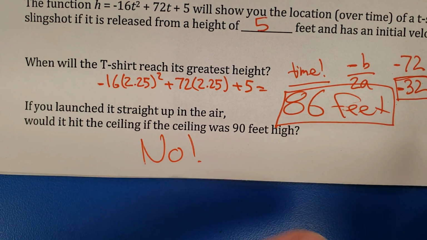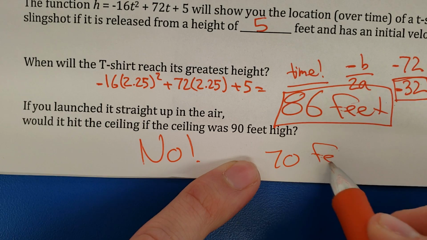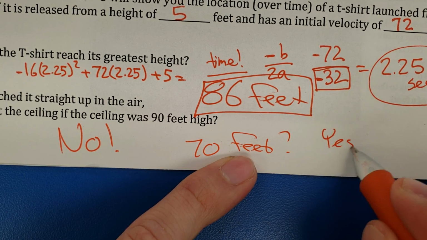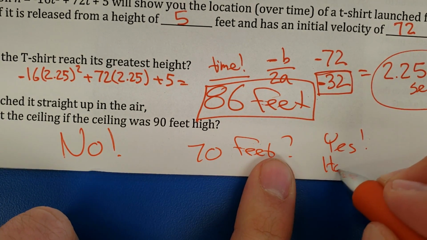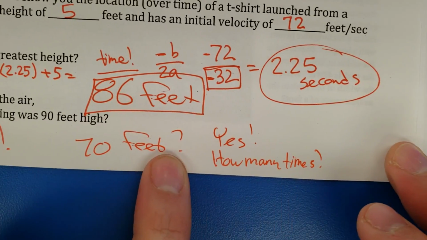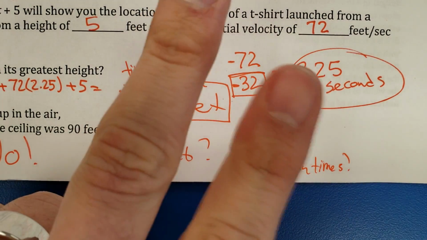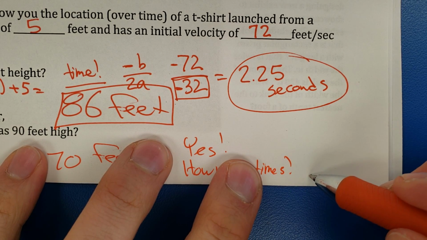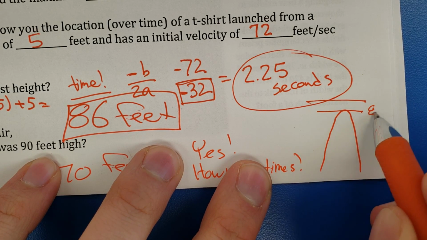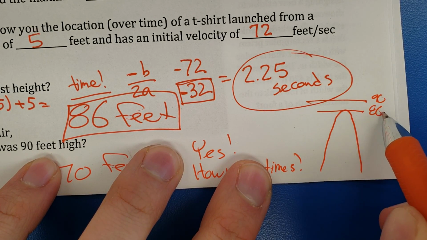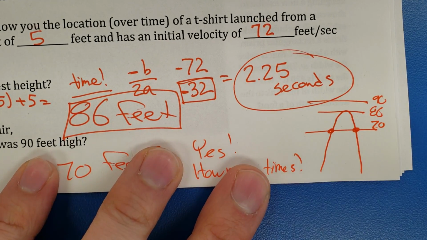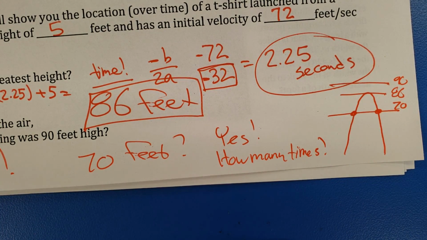Now, here's kind of a fun question. What about 70 feet? Yeah, it's going to hit 70 feet. Now here's my favorite question. How many times is it going to hit 70 feet? Twice. What are you talking about, Mr. K? It's going to go up and down. So there's the parabola. Here's 90 feet. Here's the max of 86. Doesn't get 90, hits 86 once, and there's 70. Oh, that's right. It hits it once on the way up, and then again on the way down. Cool, huh? Yeah, kind of, I suppose.